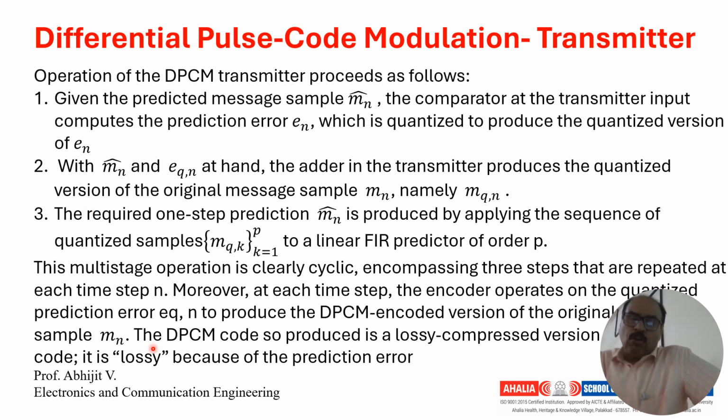This is a multi-stage operation, cyclic, encompassing three steps that are repeated each time. This operation will help us to reduce the message to a great extent. The DPCM code so produced is a lossy compressed version of the sample code, and it is lossy because of its prediction error. You have some error here.